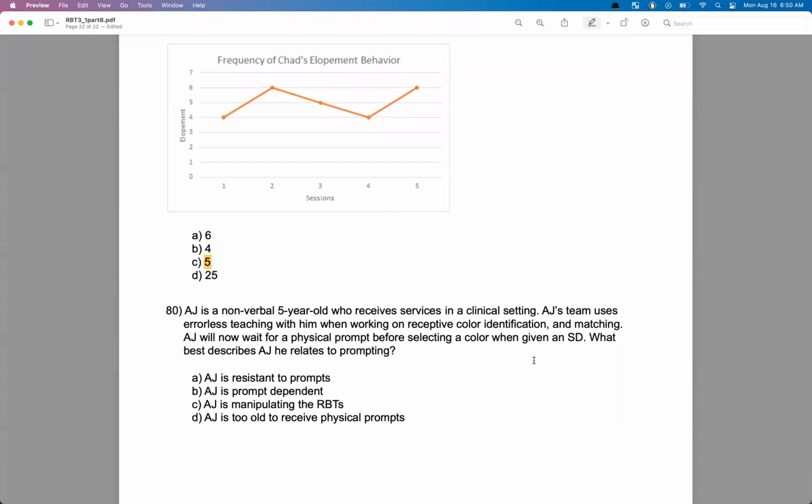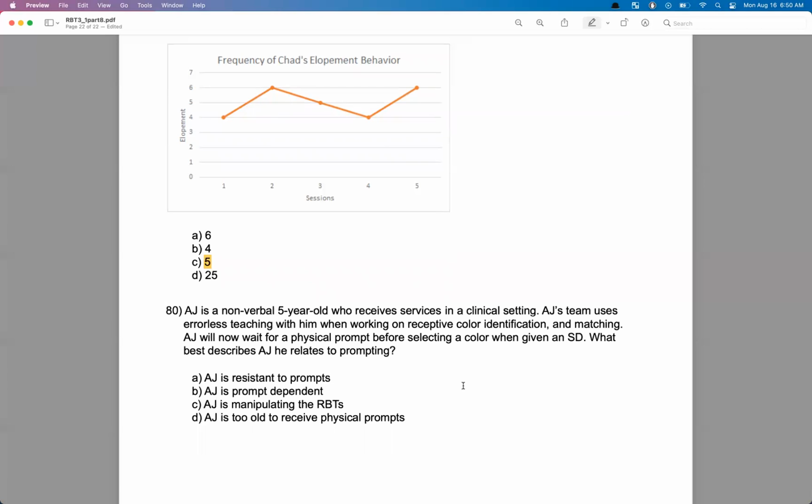Okay, finally, 80. AJ is a nonverbal 5-year-old who receives services in a clinical setting. AJ's team uses errorless teaching with him when working on receptive color identification and matching. AJ will now wait for a physical prompt before selecting a color when given an SD. What best describes AJ as he relates to prompting? How would you describe AJ's relationship with prompting?